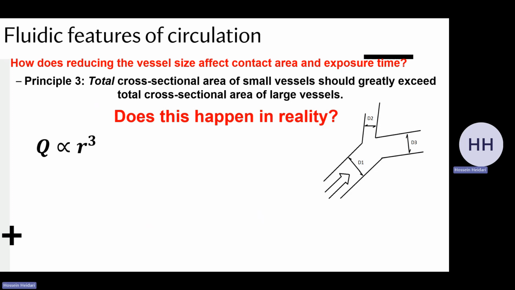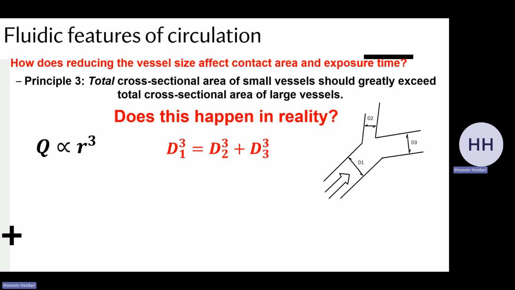We know that the most efficient system happens when the flow rate is proportional to R cubed. And we know the relationship between the inlet and outlet diameters is D1 to the power of 3 equals D2 to the power of 3 plus D3 to the power of 3. So now the question is, does the cross-sectional area on the outlet side exceed the inlet, or is it smaller than it?